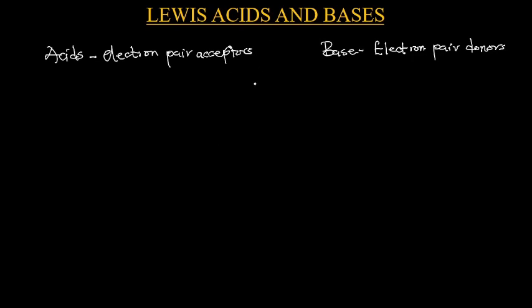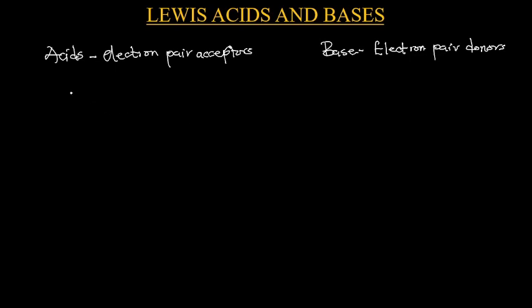Lewis came with the concept that any species that is able to accept a lone pair of electrons is an acid, and the base is what is donating that particular electron pair. What we have to take note of is that all Bronsted-Lowry acids and bases are also Lewis acids and bases. So you'll find out that the Lewis concept is a much wider definition of an acid and base compared to Bronsted. Okay, you'll see that very soon in some examples that we'll look at.